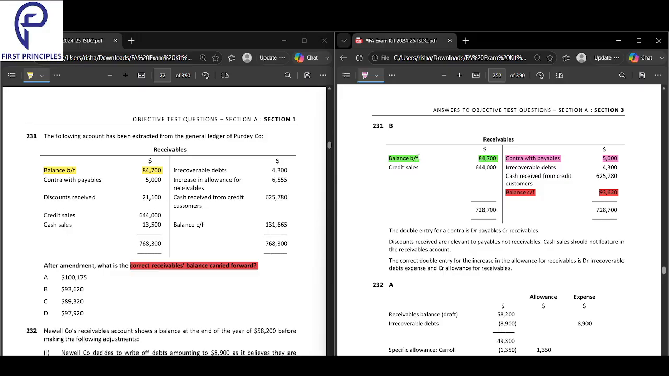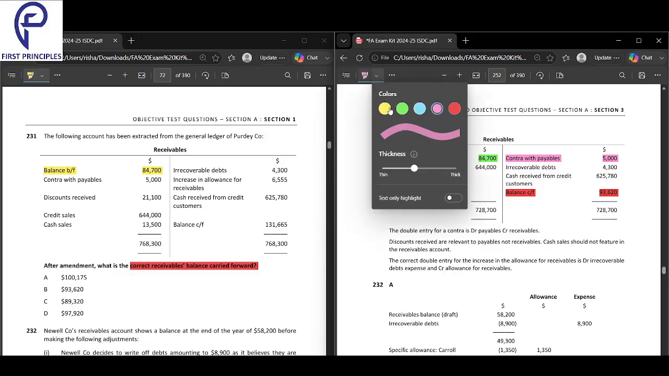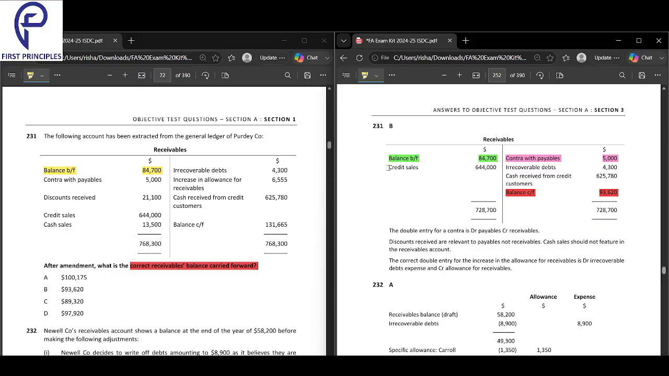Credit sales 644000. Credit sales stay as they are; we had calculated this in the previous sum and are using it here. Irrecoverable debts stay as they are, no problem. Then cash received 625. Allowance is not something that we take in the receivables account separately. It's just used to convert gross to net, net to gross. We do not directly use allowance in this particular receivables account.